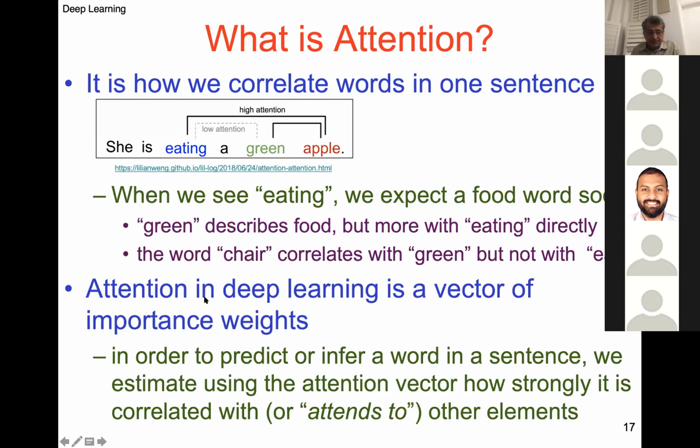So attention in deep learning is a vector of importance weights. In order to predict or infer a word in a sentence, we estimate using the attention vector how strongly it is correlated with the others. When we say high attention, it simply means eating is highly correlated with apple and less so with the others.